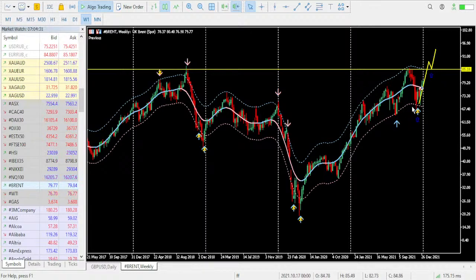The view which I'm mentioning now can only be rendered futile if the price can break below this dotted line. If that happens, then that would mean you're now sellers.